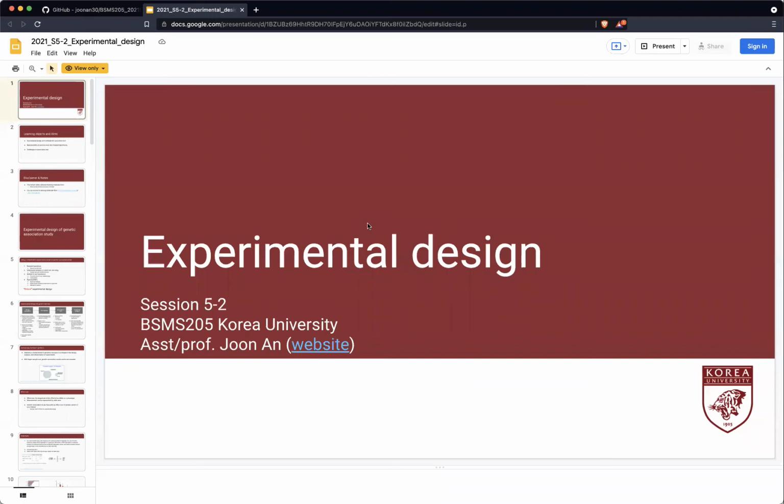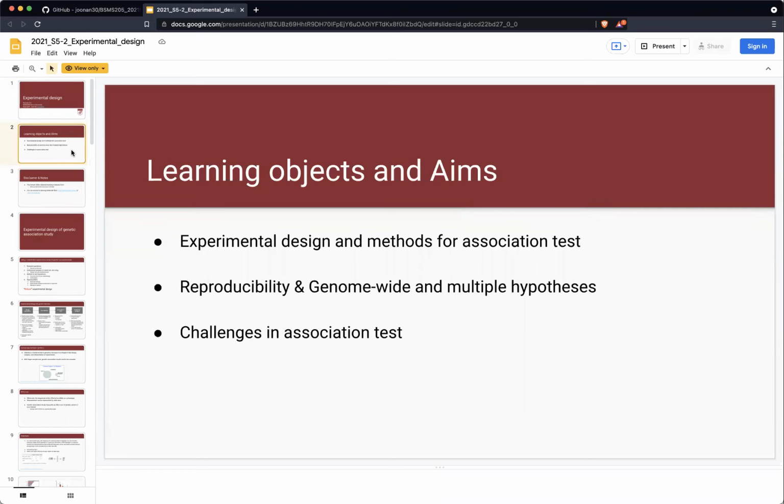Let's continue from session 5 and 2, which is the experimental design. What we are going to learn in this session: we are discussing the experimental design and method for association test, and also talking about reproducibility and genome-wide and multiple hypotheses for the genetic studies. And also we are finalizing the entire session with the discussion of challenges in association testing.